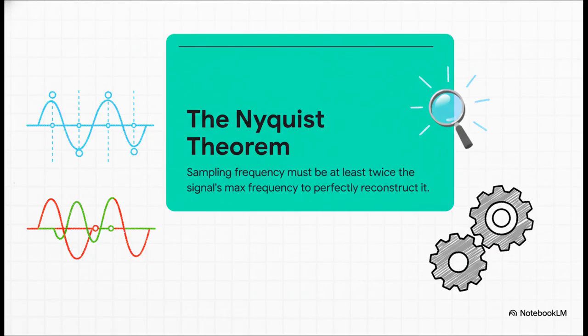It says your sampling frequency has to be at least double the highest frequency in your signal. So, for human speech, which tops out around 4 kilohertz, we sample at 8 kilohertz. For CD quality audio, with frequencies up to 22 kilohertz, we sample at 44.1. This isn't just a good idea, it's a mathematical requirement for perfect reconstruction.